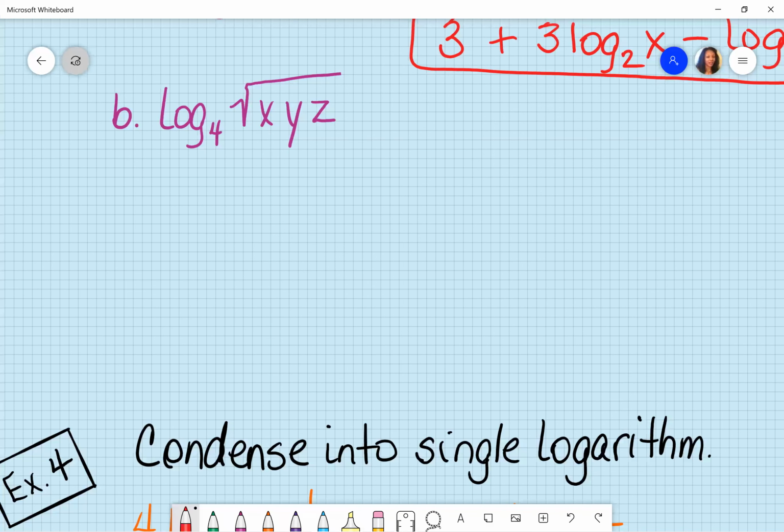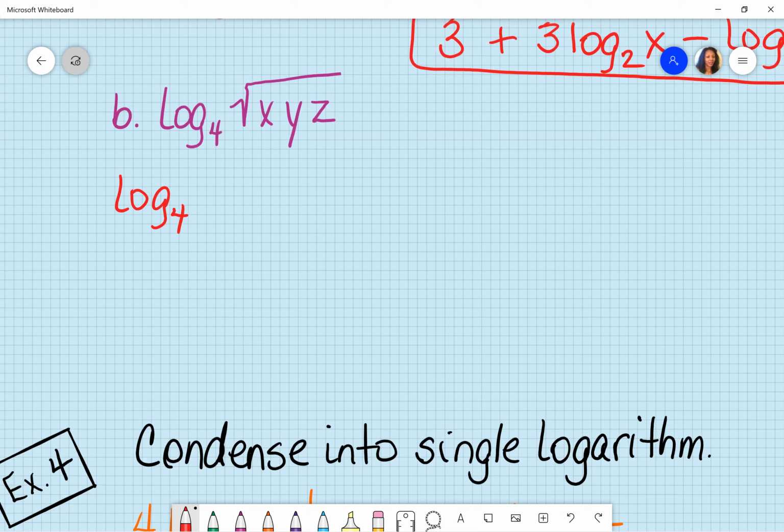So for part B, if I am expanding, again, I'm looking at, if it's not in parentheses, then whatever is next to my log, how many of those values do I have? 1, 2, 3. So guess what? I'm going to see log base 4 three times. So that's what I'm going to write first, log base 4.